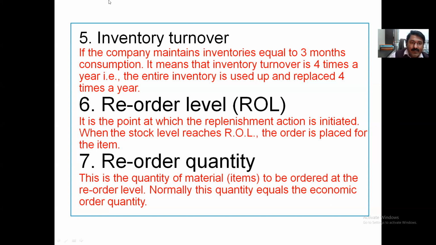Reorder quantity. Now, reorder level we have discussed. What is reorder quantity? This is the quantity of material items that needs to be ordered at the reorder level. So when the tool stock is at 100, one has to go for reorder, and the company will go for reordering, but how many items? What is the quantity which is required to be ordered at the reorder level? It is nothing but the reorder quantity. Normally, this quantity equals the EOQ, economic order quantity. Now we will discuss the concept of economic order quantity. So generally, this is EOQ.